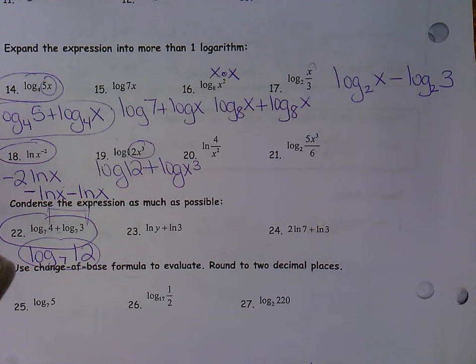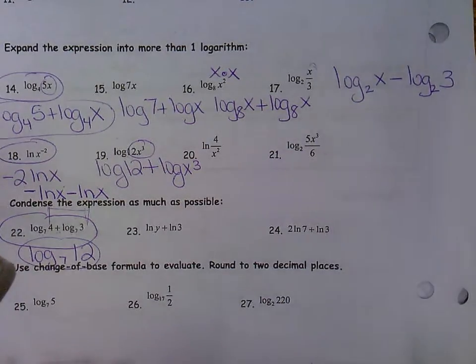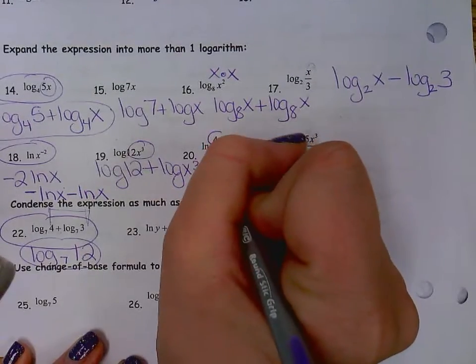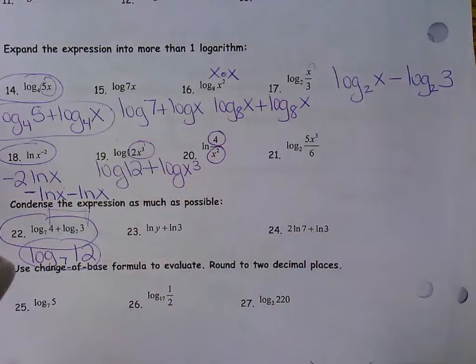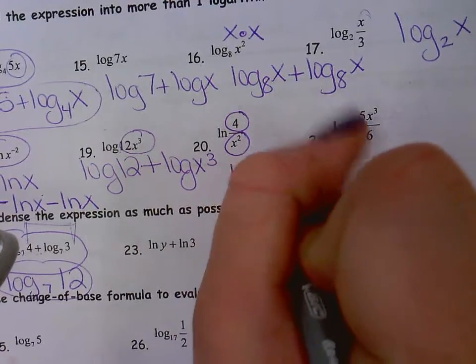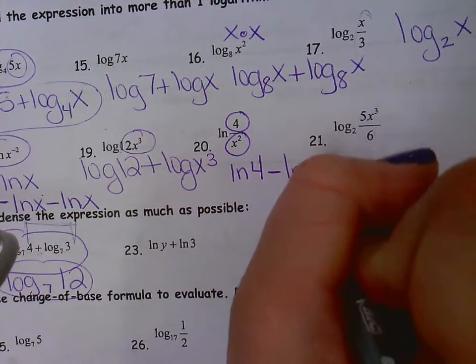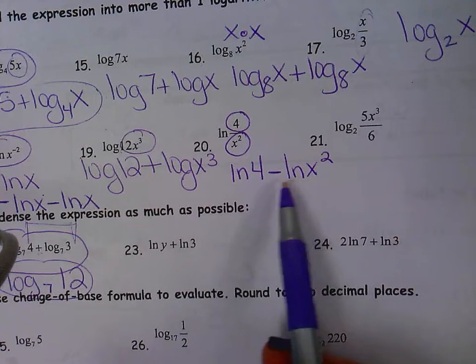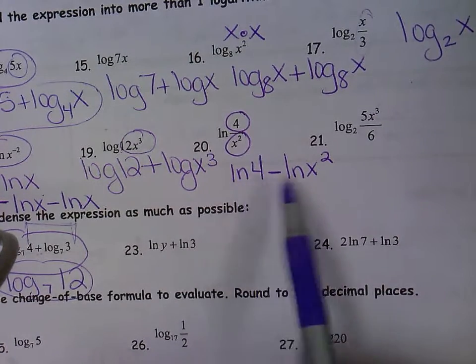You're trying to just put it into more than one log. So you need two things to split up. So in number 20, I'm just going to circle. I've got a 4 and I've got an x squared. Those are the two things I'm going to split up in number 20. So I'm just going to write, I've got the natural log of 4 and I'm going to subtract the natural log of x squared. So I just split it up into two separate natural logs.